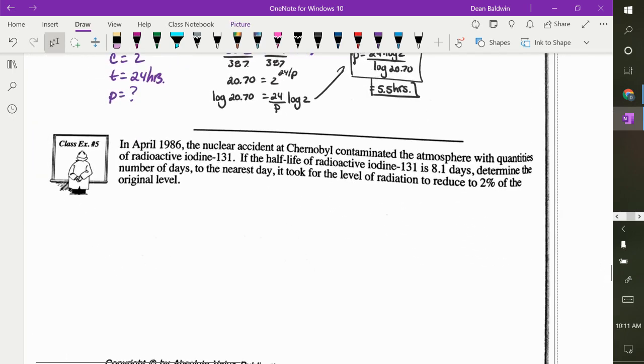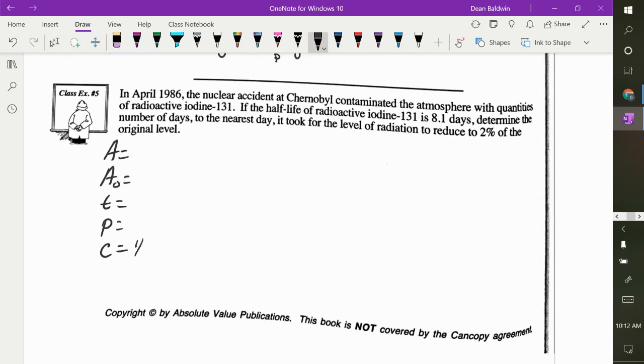All right. One more question, people. In 1996, Chernobyl contaminated the atmosphere with radioactive iodine. Half-life is 8.1 days. So here's all the stuff we have to find: A, A naught, T, P, and C. We're talking about half-life, so what is C? Half. I tell you the half-life is 8.1 days. What number is that? P.